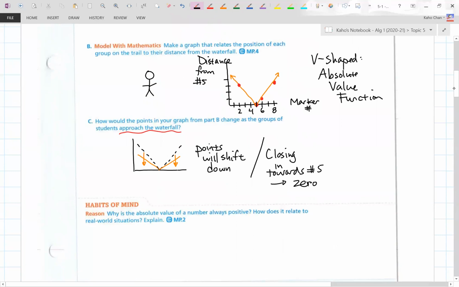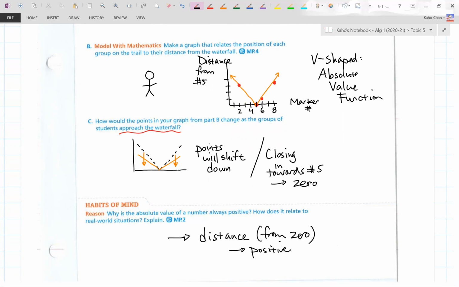Why is the absolute value of a number always positive? How does it relate to real world situations? Explain. Well, we are literally measuring distance from 0. In the real world, distance is always positive. All right, let's move on to the next page. That was a good opener.